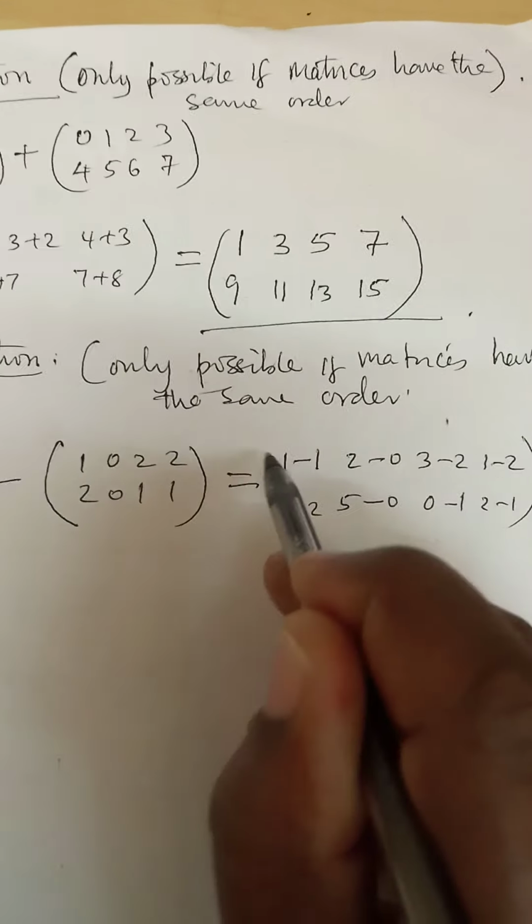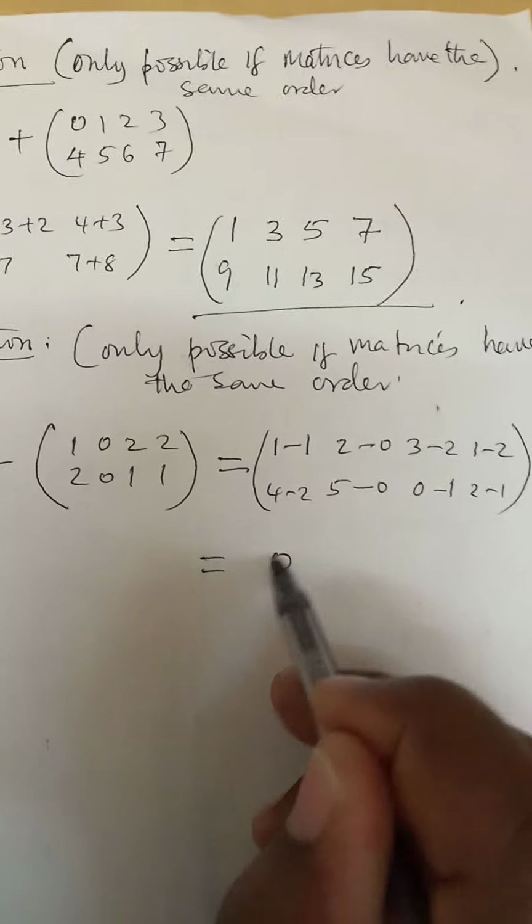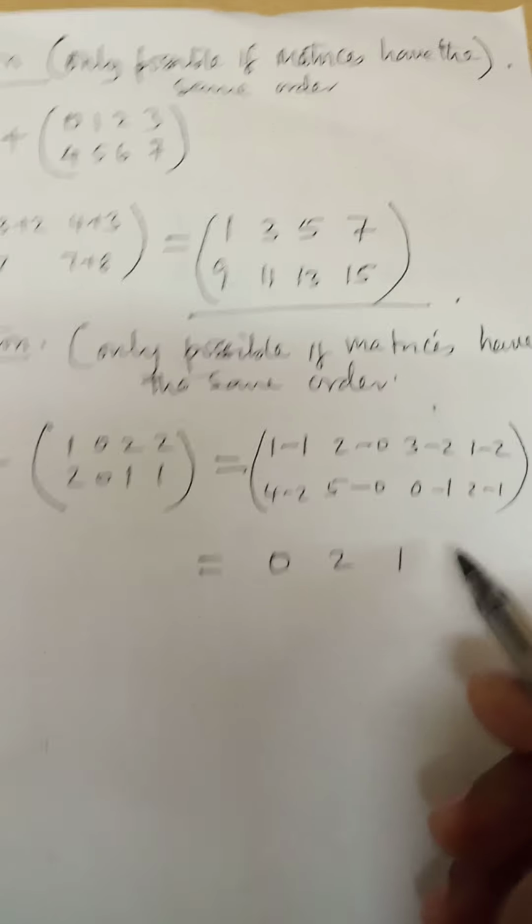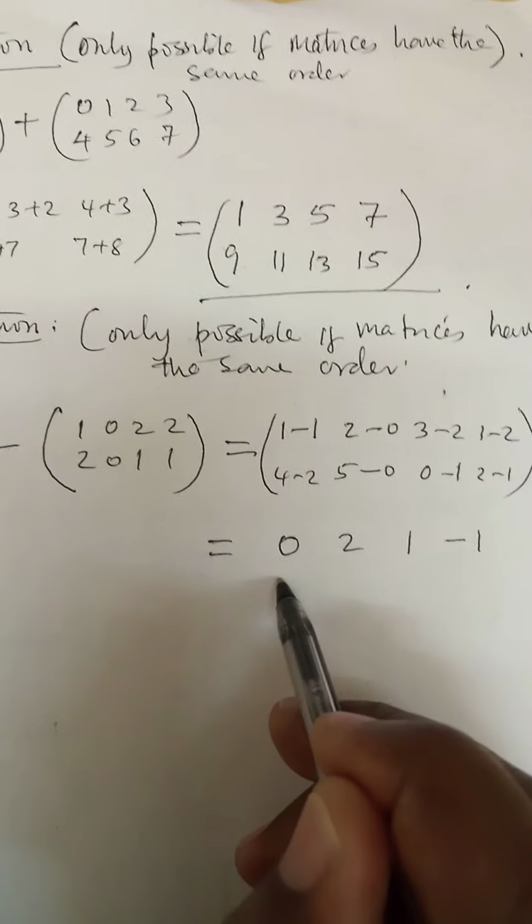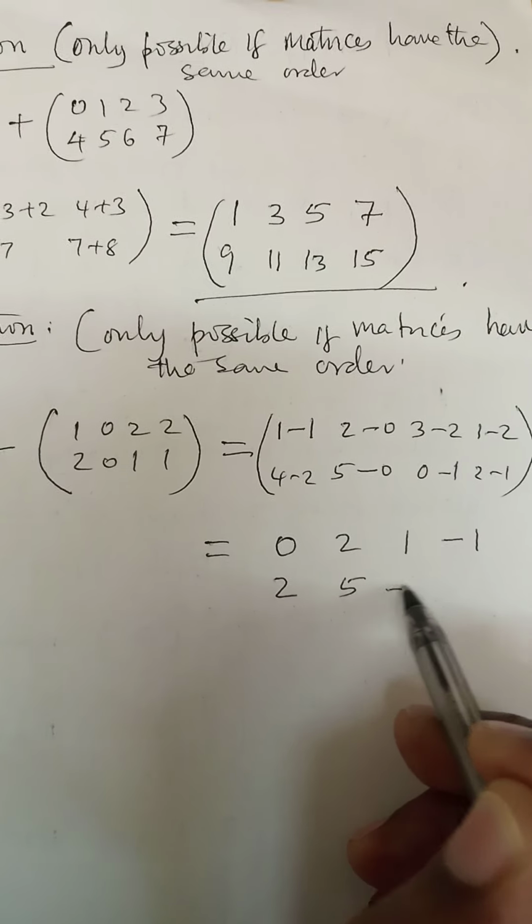And finally, the answer would be 0, 2, 1, negative 1, 2, 5, negative 1, and 1.